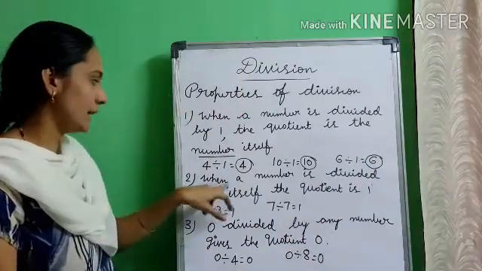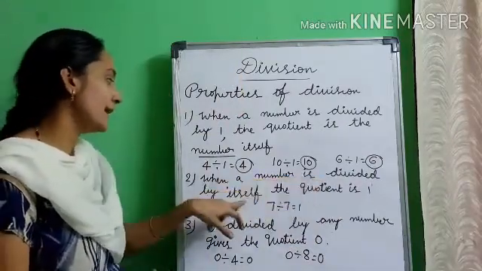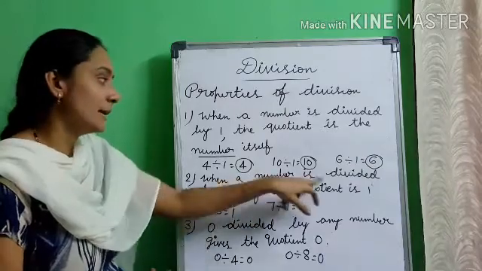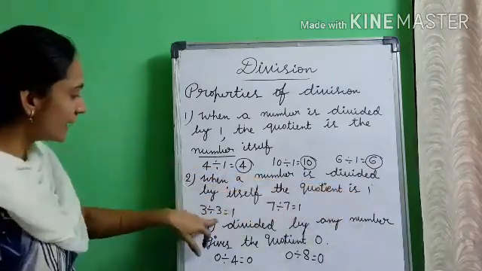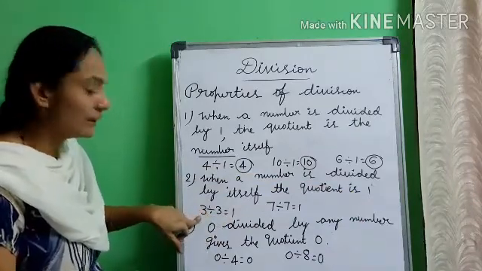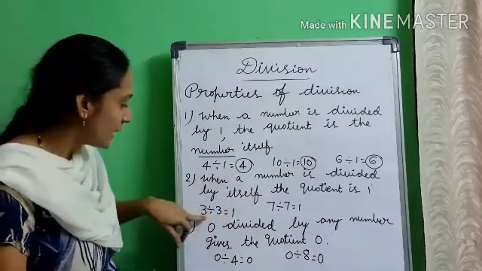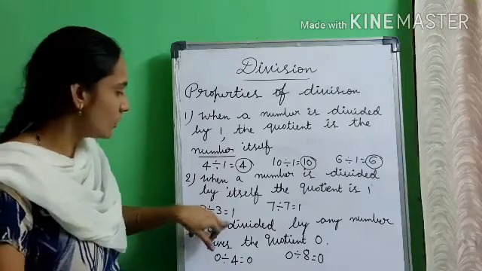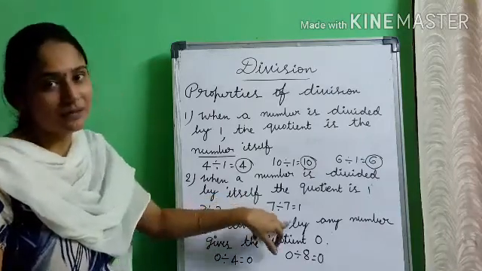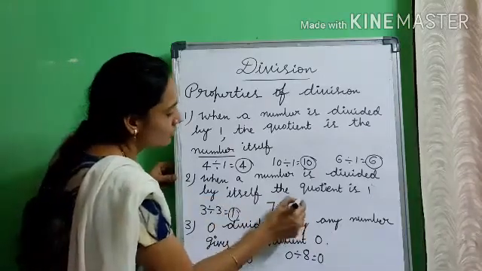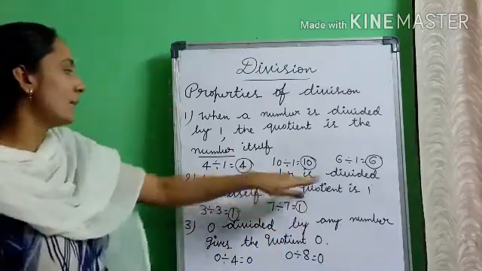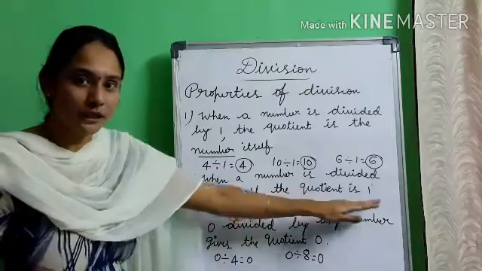Next, second property. When a number is divided by itself, the quotient is 1. 3 divided by 3, a number divided by itself, the same number. 3 divided by 3 is equal to 1. 7 divided by 7 is equal to 1. Here, what is the quotient? Quotient is 1. So, what is the second property? When a number is divided by itself, the quotient is 1.